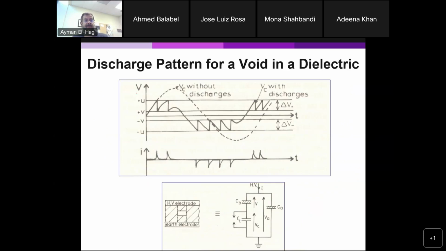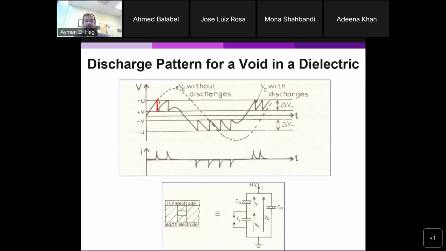So if you look at this diagram, and this is the model at the bottom. Now let's look at the dotted line. This is the voltage without discharge. So this is the voltage I am applying here. There is no discharge. Everything is good. Now, if there is a discharge, the voltage is increasing. Once you have a discharge, it's a short circuit. You will have a sudden drop of the voltage.